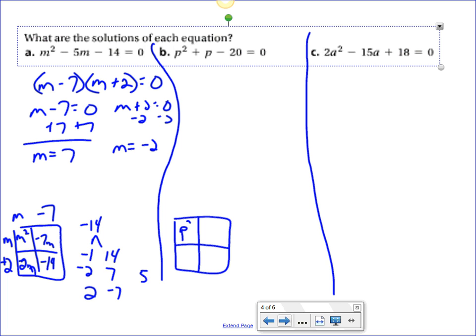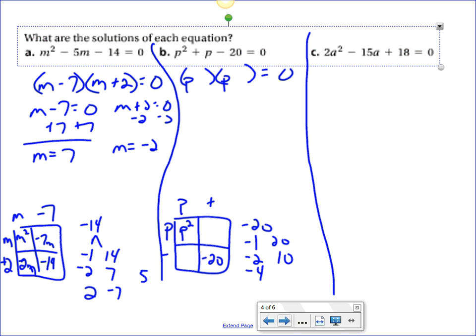Now if I do the next one, I've got p squared, I got a negative 20, so I know I'm going to have a p and a p. I know one's going to be positive, one's going to be negative. They've got to multiply together to give you negative 20. So like a negative 1 and a 20, a negative 2 and a 10, negative 4 and a 5, and they've got to add up to a positive 1.